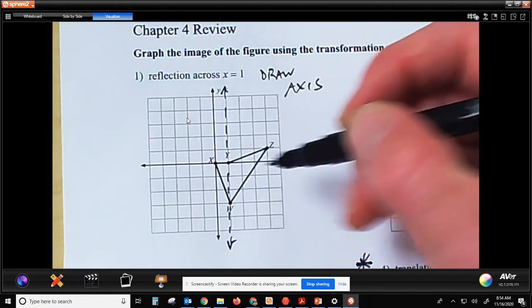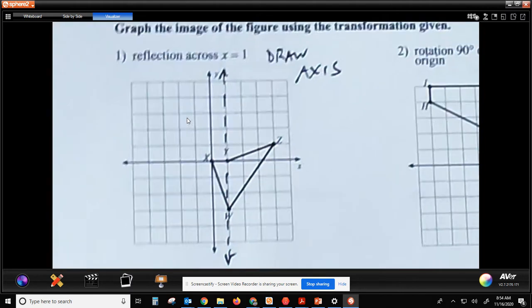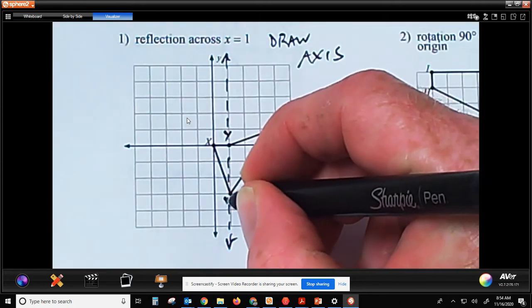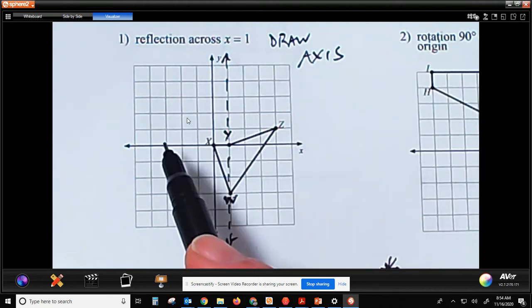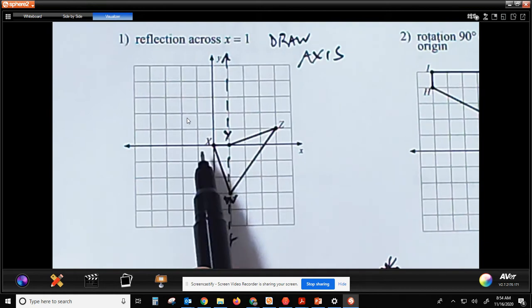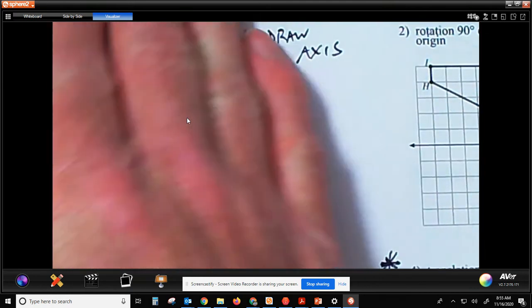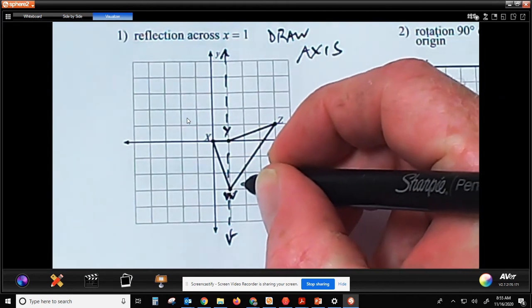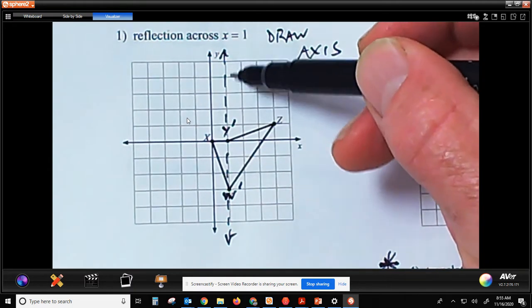I have 2 points here that are on the axis, y and w. They're sitting on the axis. Here's y, and here's w. Well, if they're on the axis, this point z is going to flip to the other side, and this point x is going to flip to the other side. It's literally going to pick up off the paper, flip over, and pancake back down. That's a reflection. So these are also my y prime and w prime. They will not move because they are on the axis.